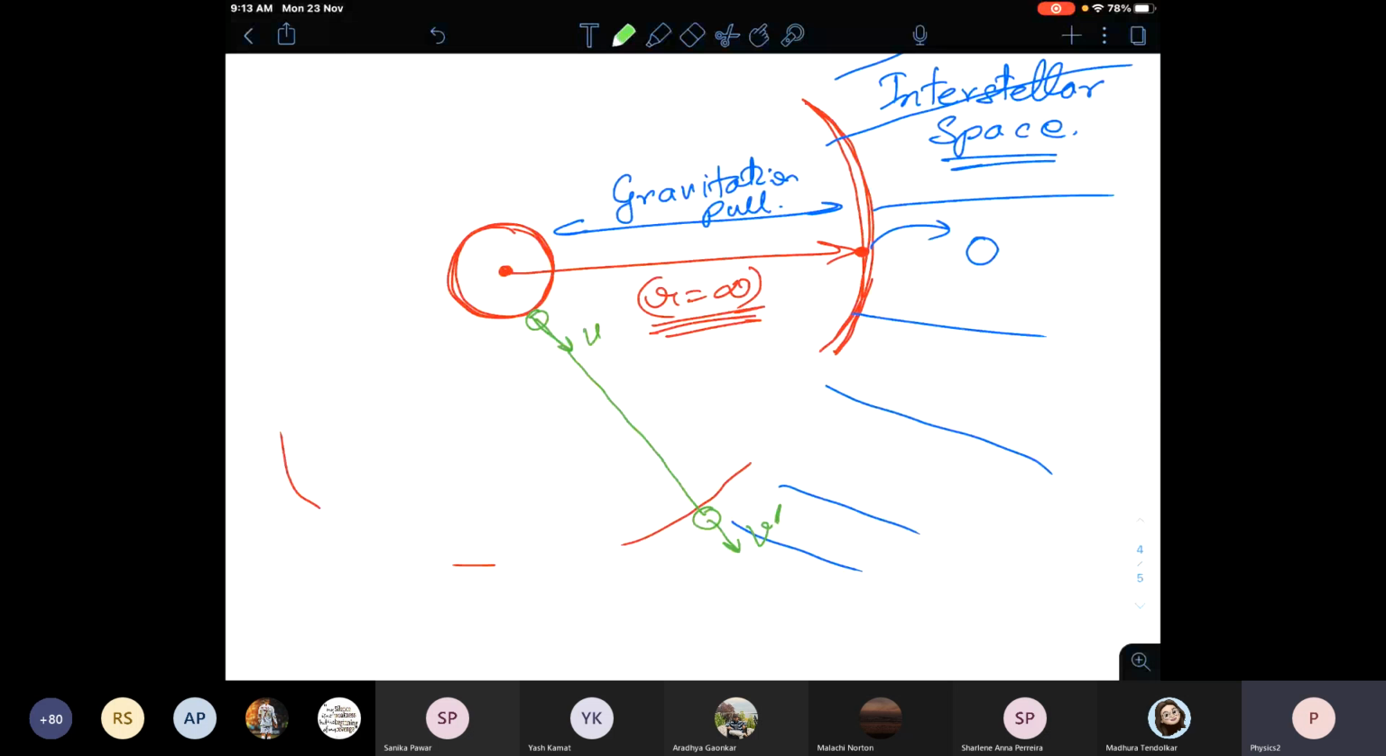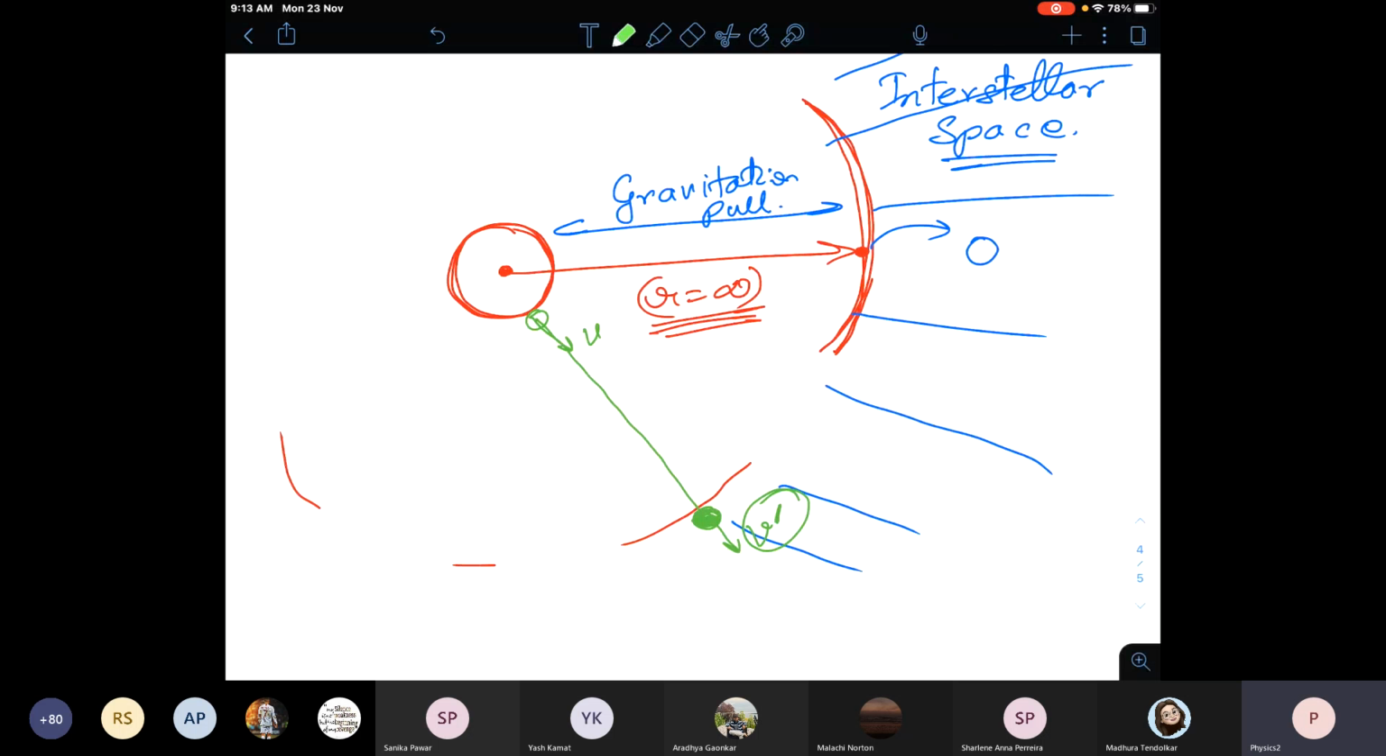Once this mass has reached r equal to infinity, the gravitational pull is over. It has entered interstellar space, but now it has some velocity. This velocity in interstellar space is called interstellar speed. Simple. The velocity of a particle in interstellar space is called interstellar speed.